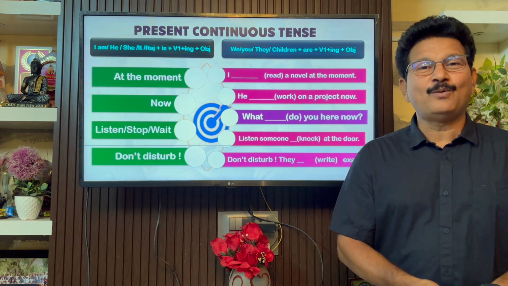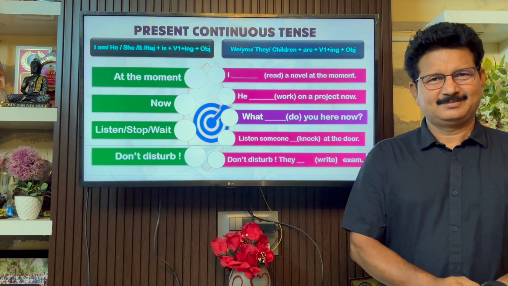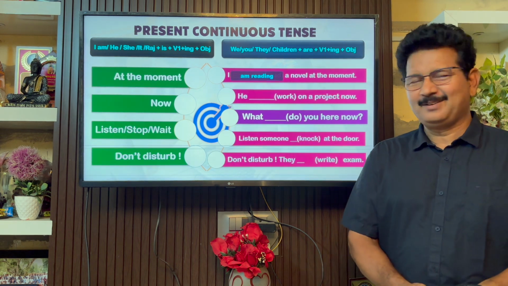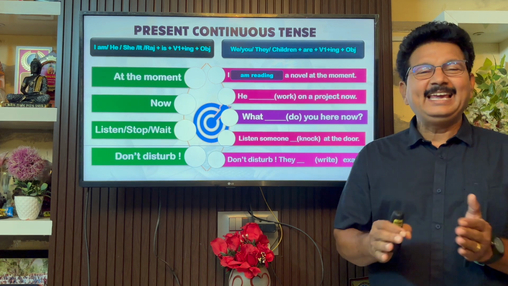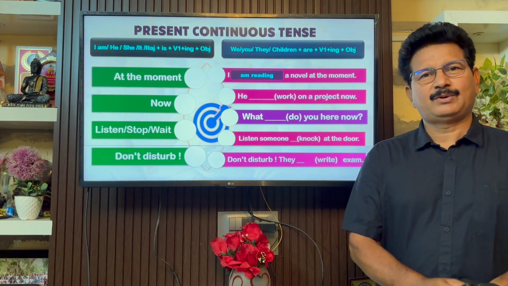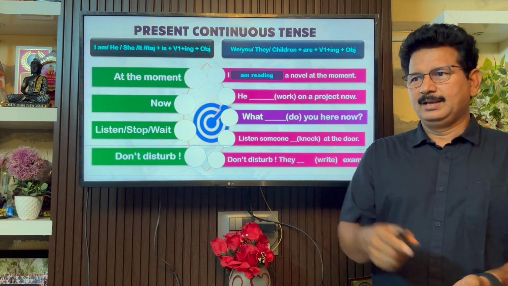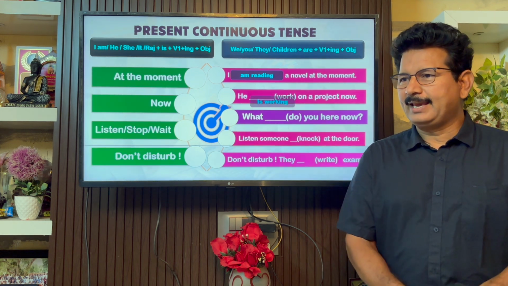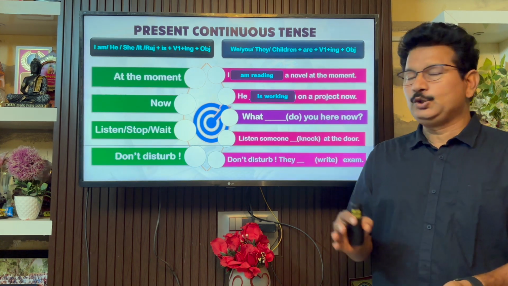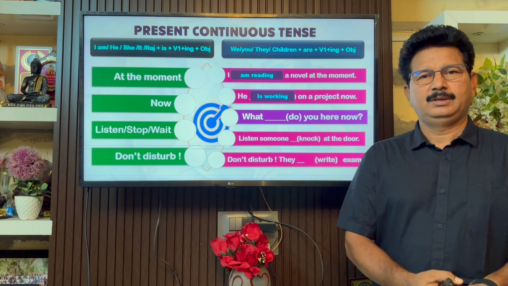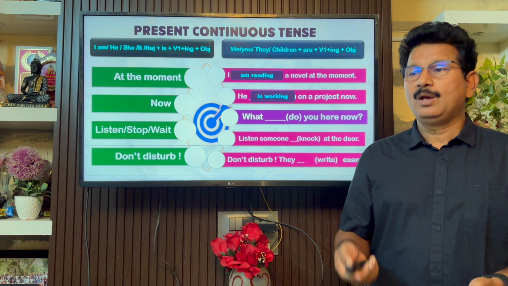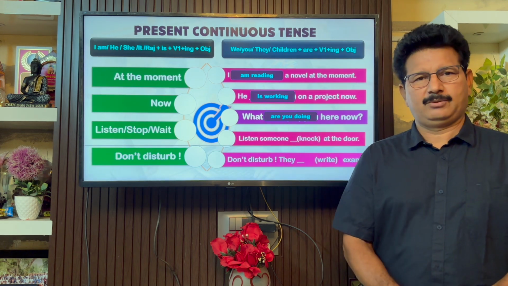I read a novel at the moment. Now I think you can easily guess it. I am reading, right? The second one is, he work on a project now. So what is the keyword here? Now. So he is working on a project now. And now the third one is, what do you hear now? So here again, it's a present continuous tense question. So you can say, what are you doing here now?